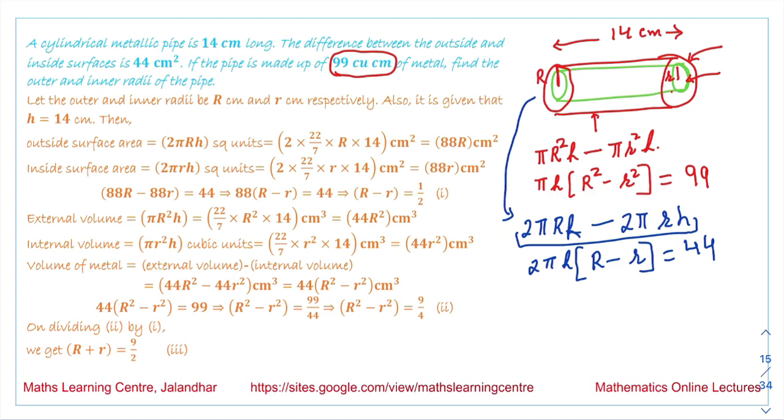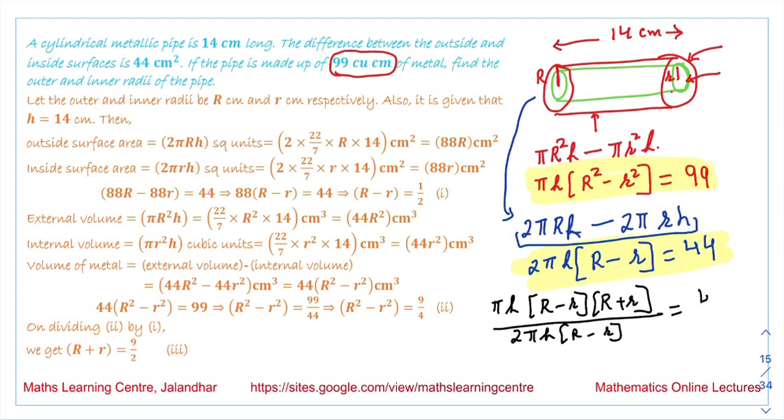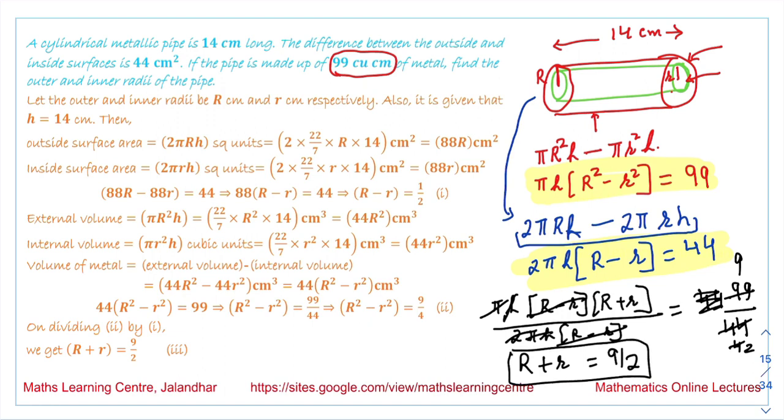Now if we divide these two equations, this equation and this equation, what we have is πh(R − r)(R + r) over 2πh(R − r) is equal to 99 upon 44. So this πh gets cancelled, R − r gets cancelled, and when we divide these values by 11, we are getting 9 by 4, and this 4 and this 2 get cancelled. So what we get is that the value of R + r is equal to 9 by 2. This is the value of R + r.